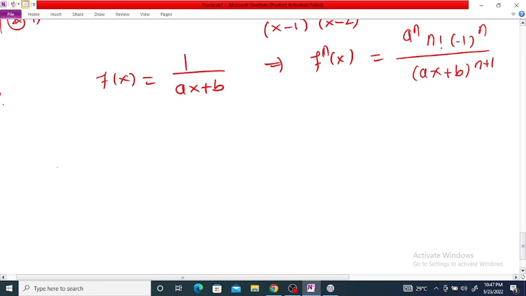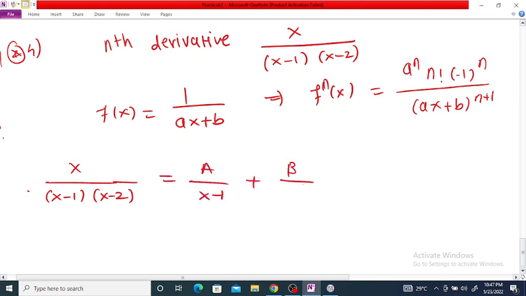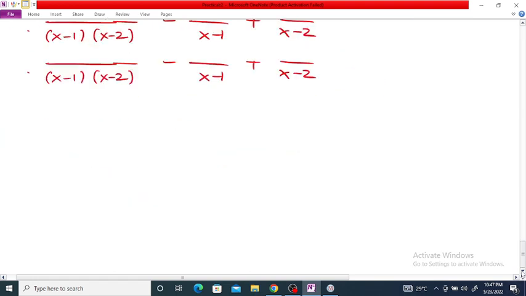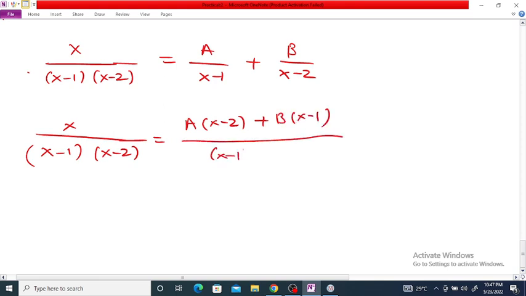So first we want to resolve this function f of x is equal to x divided by x minus 1 into x minus 2 into partial fractions. So it is a divided by x minus 1 plus b divided by x minus 2. So this is equal to x divided by x minus 1, x minus 2 is equal to a into x minus 2 plus b into x minus 1 divided by x minus 1, x minus 2.